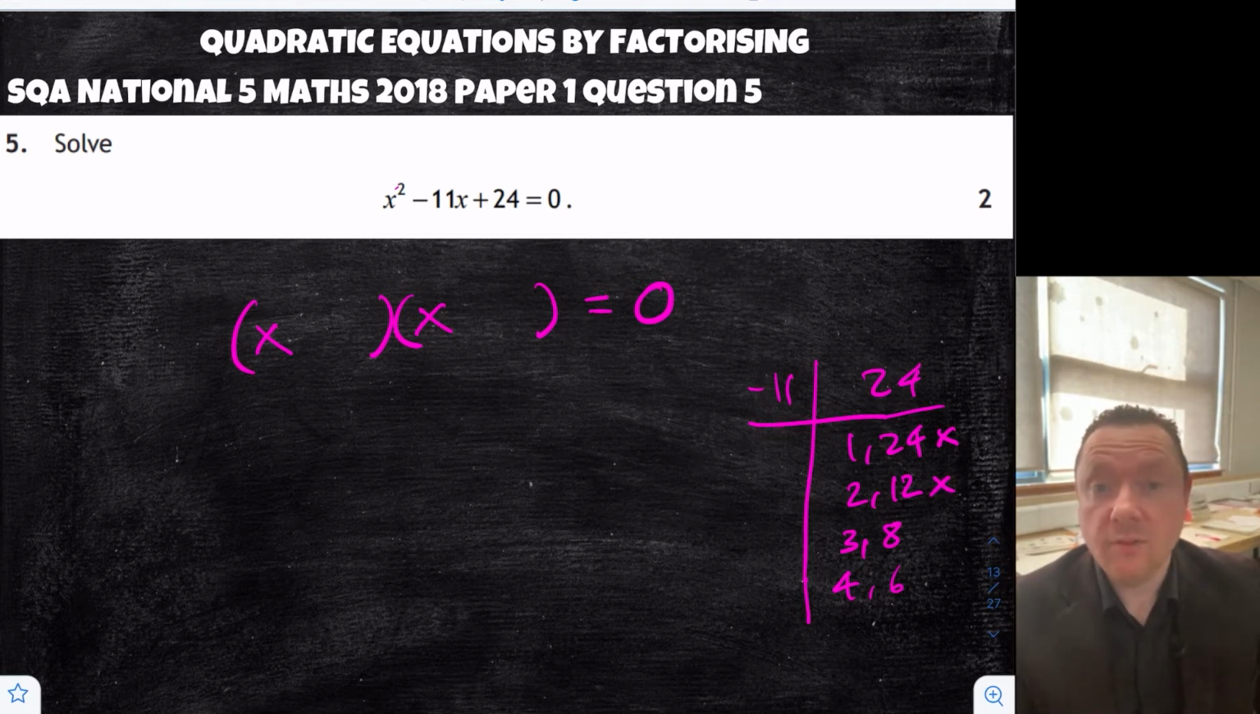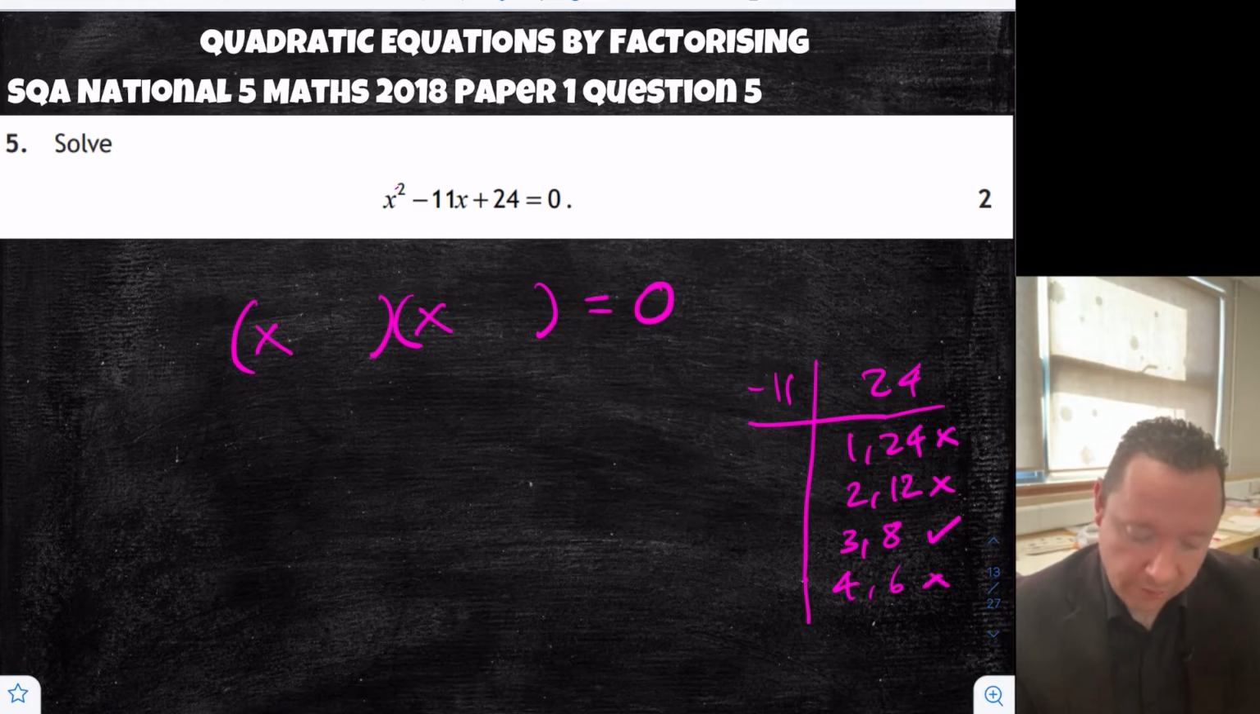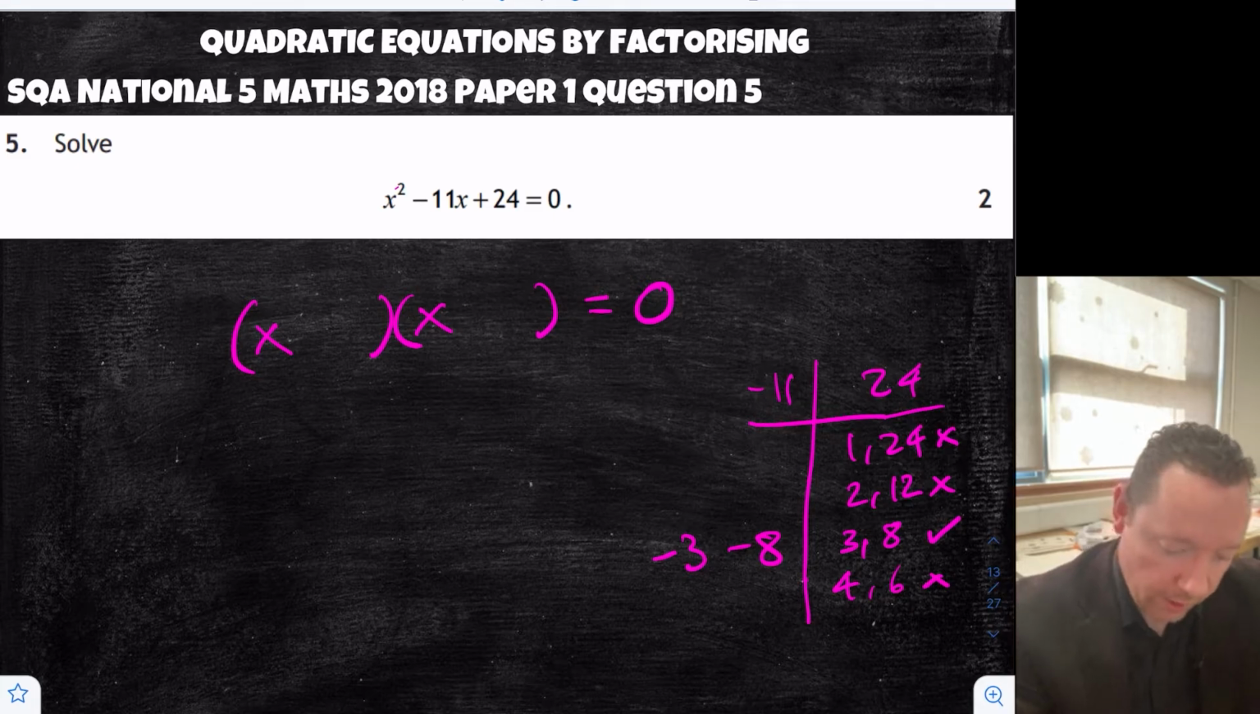Can I do it with 3 and 8? Well, 3 plus 8 is 11, so yes, I'm going to be able to do it. And can I do it with 4 and 6? Nope. So how do I do it with 3 and 8 to make minus 11? Well, I need minus 3 and minus 8 to make minus 11. And just double check at the end, minus 3 times minus 8 is 24. So I've done it right.